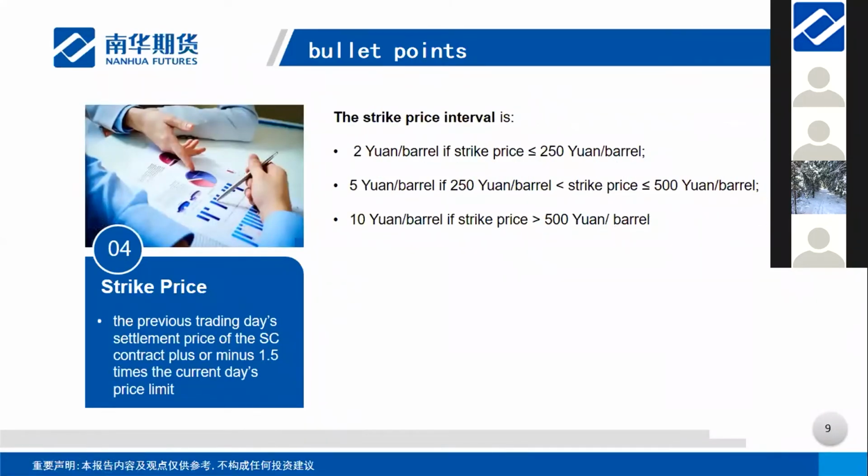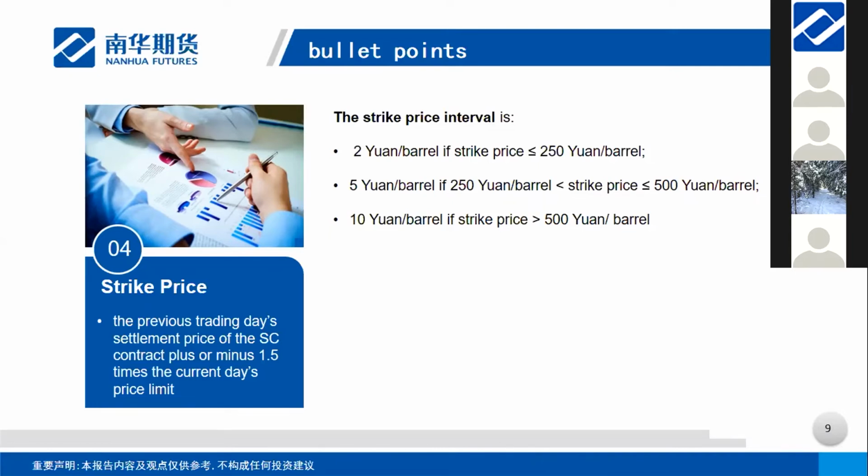The fourth point that I want to emphasize is strike price. First, the strike price range is decided by the previous trading day's settlement price of the SC contract, plus or minus 1.5 times the current day's price limit. So it is decided by the previous day's price.